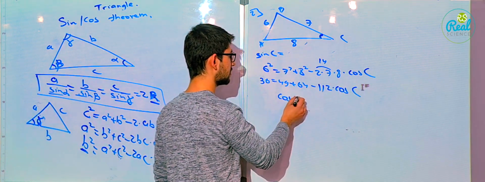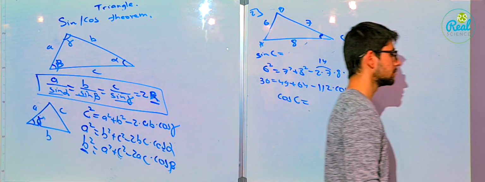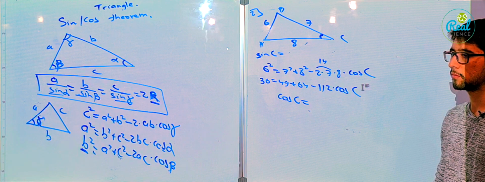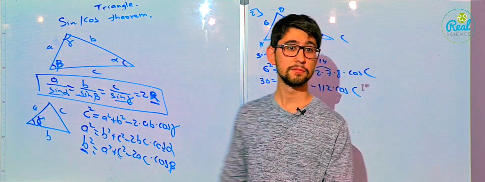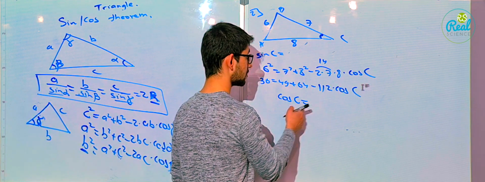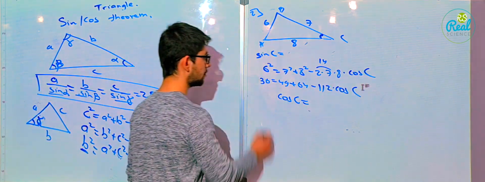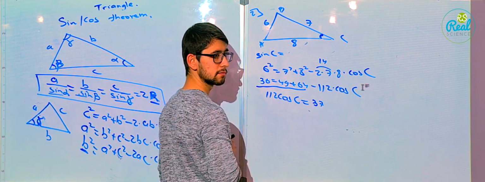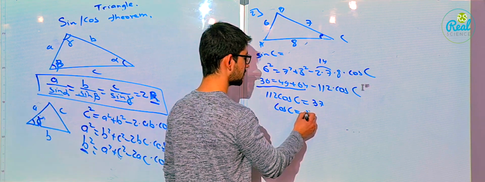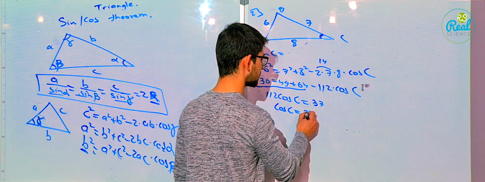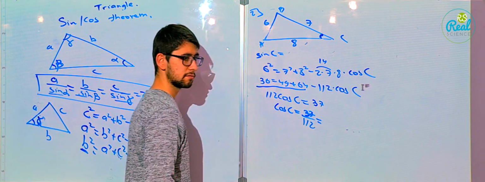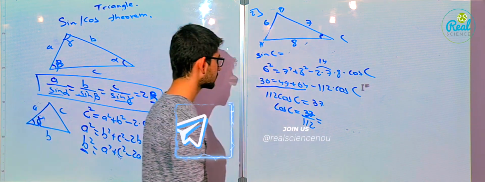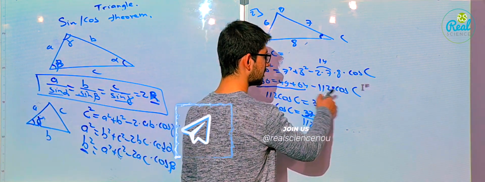So how to find cosine C? Can you tell me the value of cosine C, students? Calculate it and tell me the answer. 37? You have calculated this part only, right? Okay, 37, 112. So 112 is multiplied to cosine C.